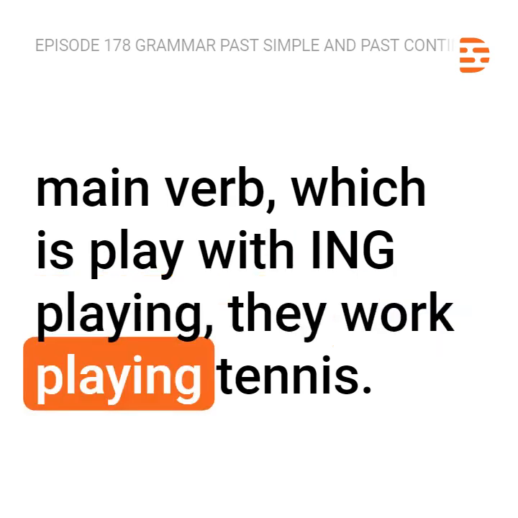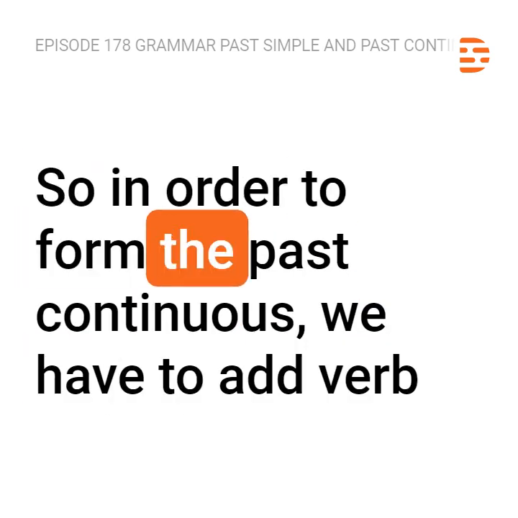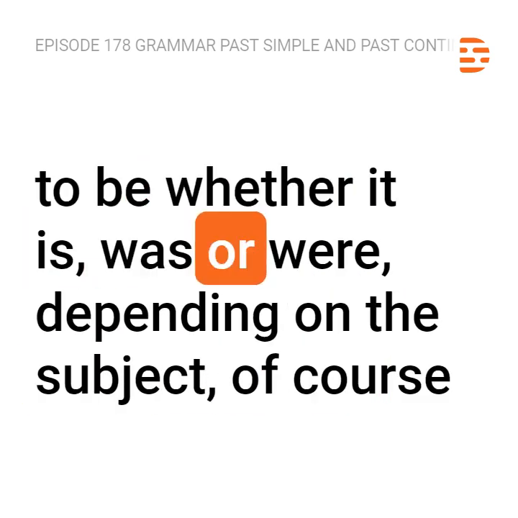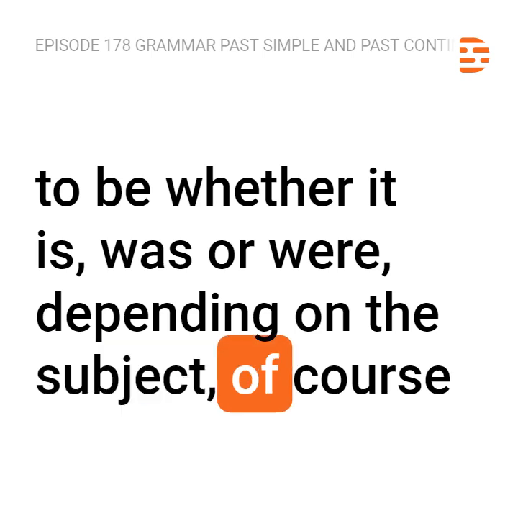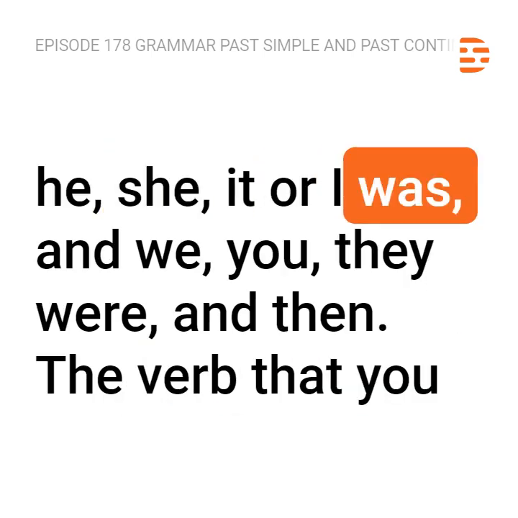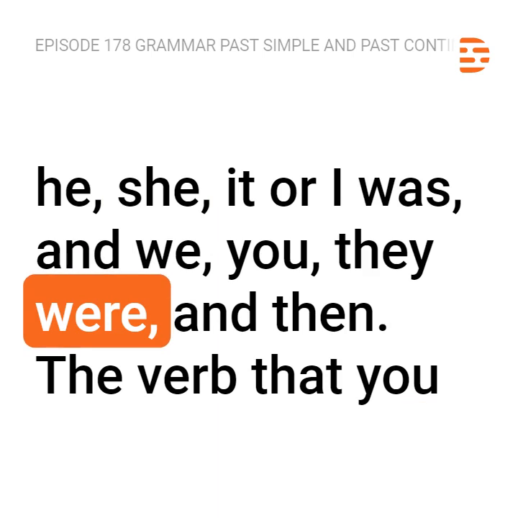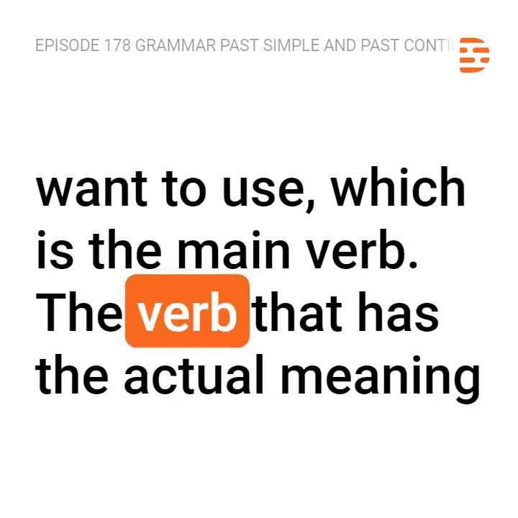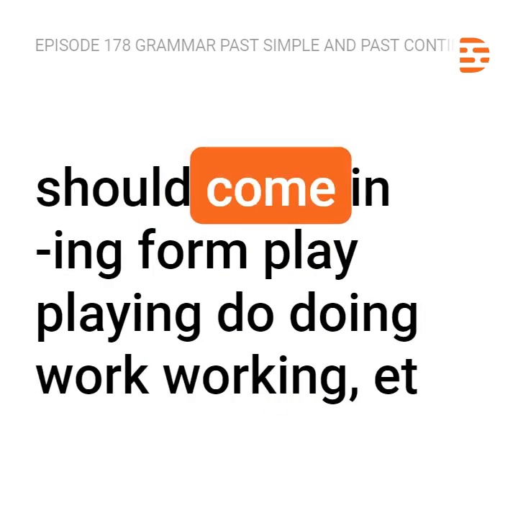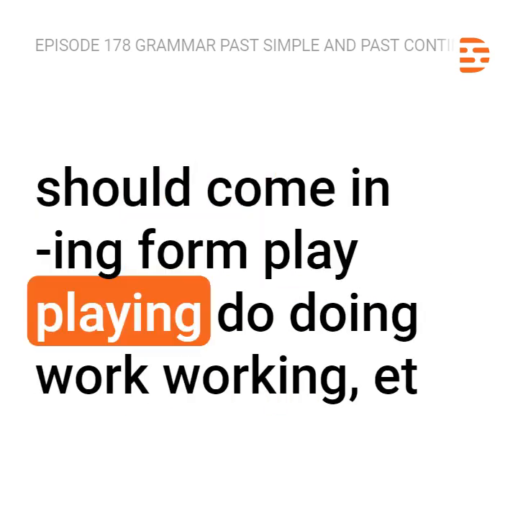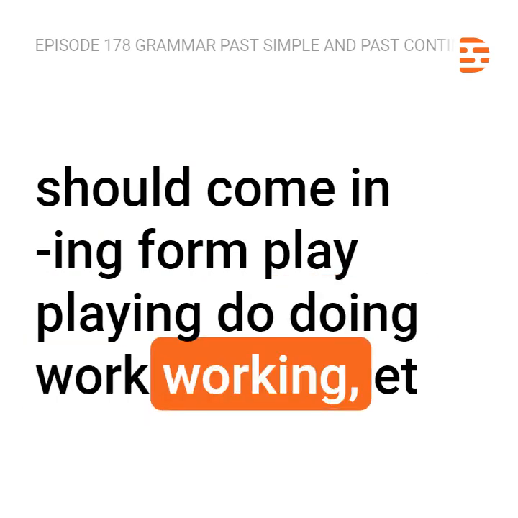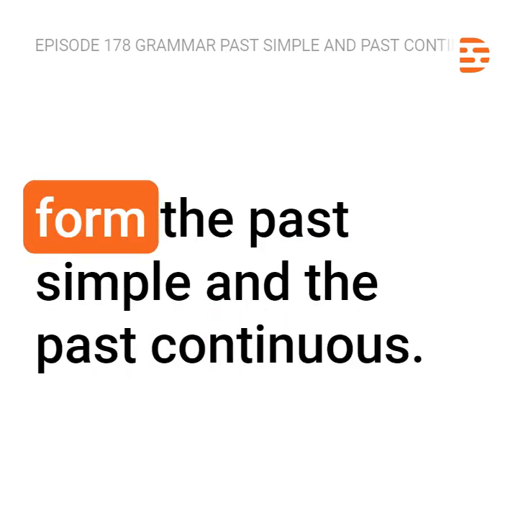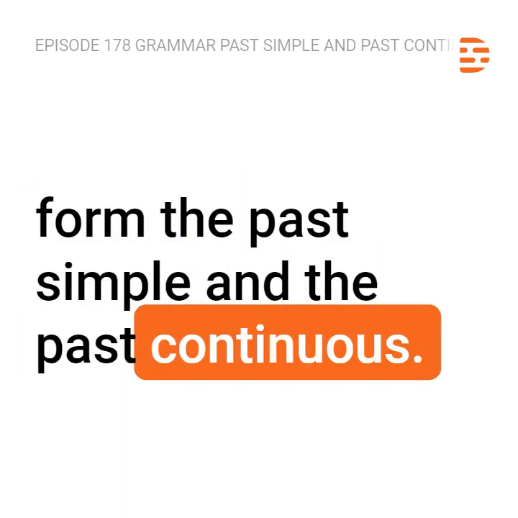They were playing tennis. So, in order to form the past continuous, we have to add verb to be, whether it is was or were, depending on the subject, of course. He, she, it, or I was, and we, you, they were. And then the verb that you want to use, which is the main verb, the verb that has the actual meaning, should come in ing form. Play, playing, do, doing, work, working, etc. So, that is, in a nutshell, how we can form the past simple and the past continuous.